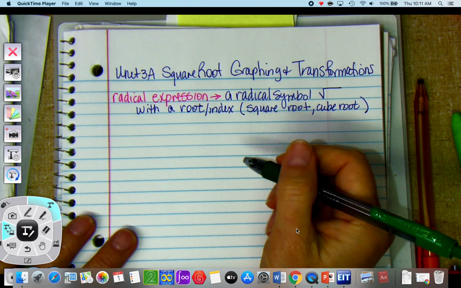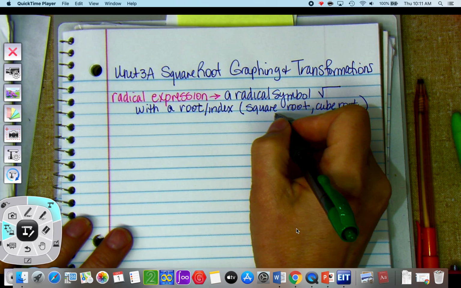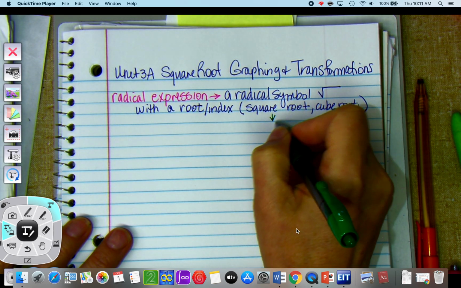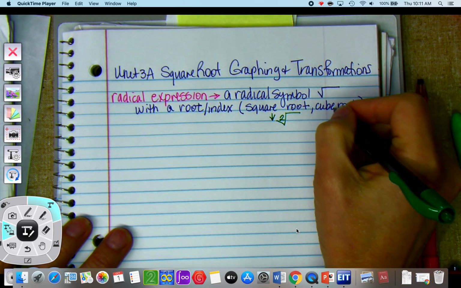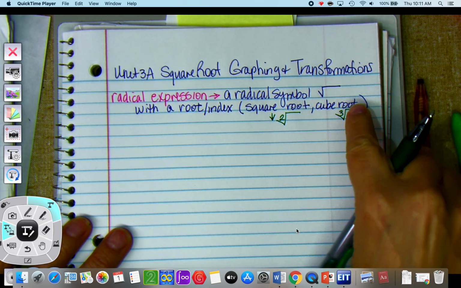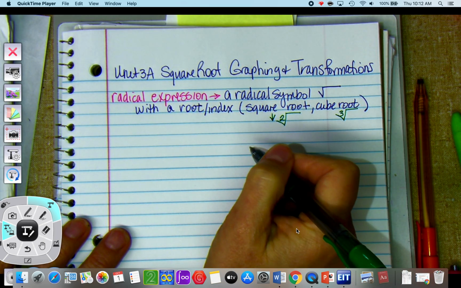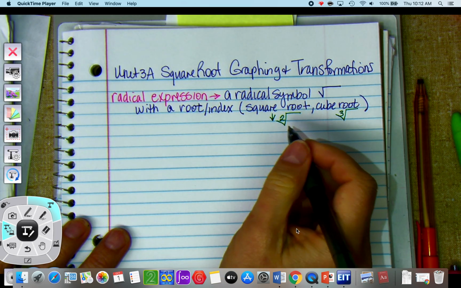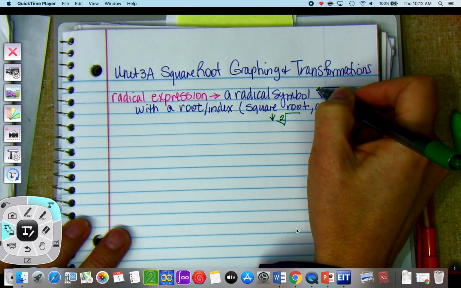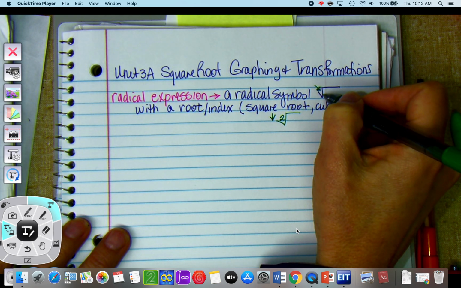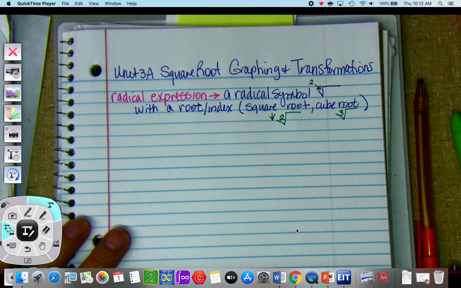Okay, so we're going to focus our attention on square roots. That's when you have a little 2 as the index, as the root. Cube root is when you have a 3 as the index, as the root. If you don't see a number in that root index spot, then it's going to be a square. If you don't see it, it's a 2.